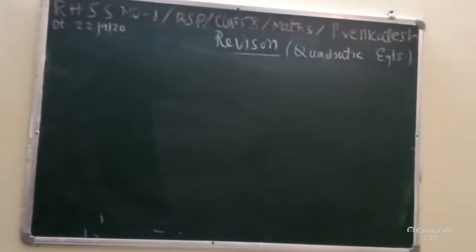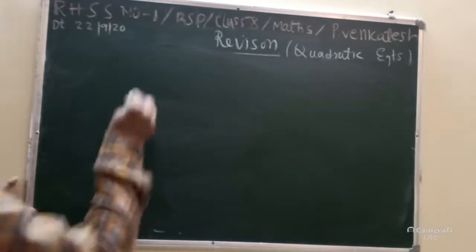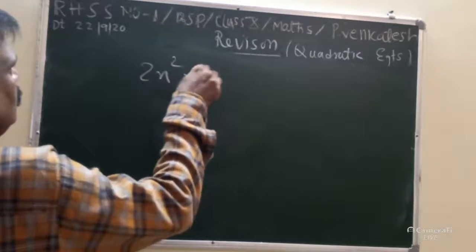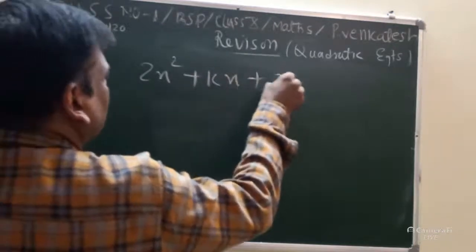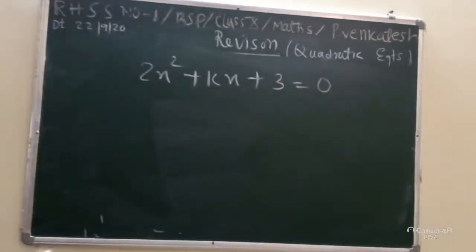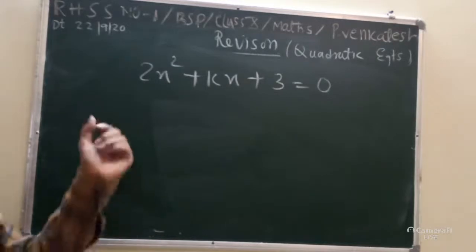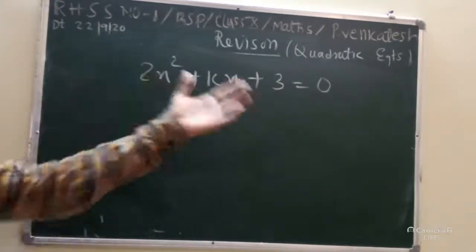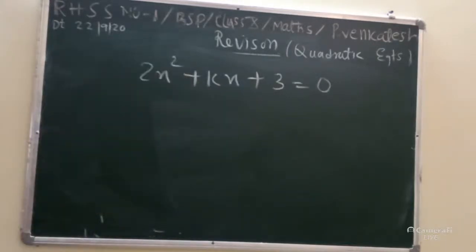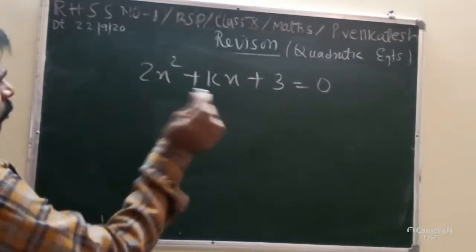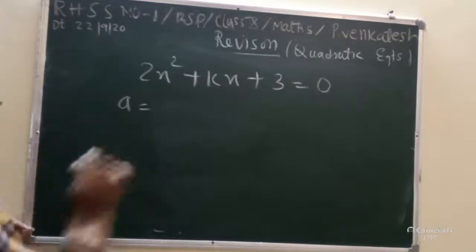Find the value of k for which the quadratic equation has two equal roots. See here, 2x square plus kx plus 3 equal to 0. This is a quadratic equation. You have to find the value of k for which the quadratic equation will have equal roots. For this, very simple, it will be maybe of 2 marks in the board examination.